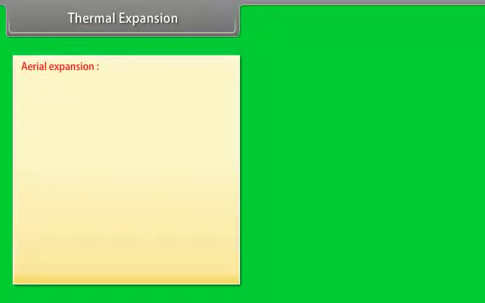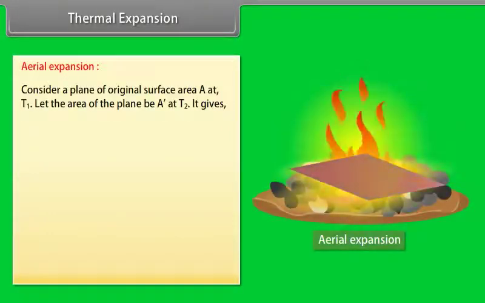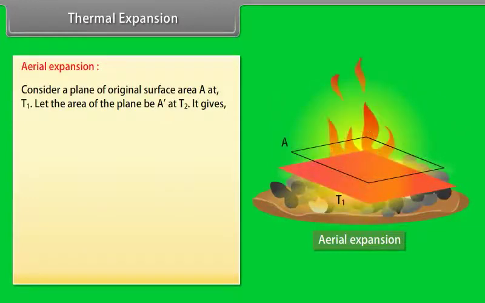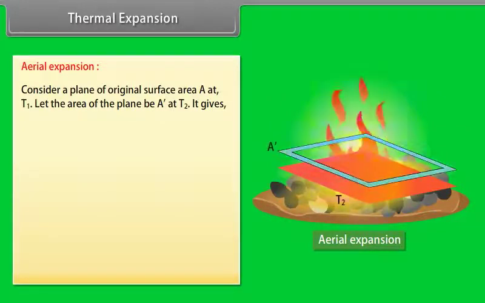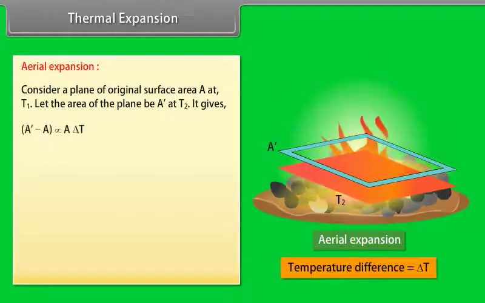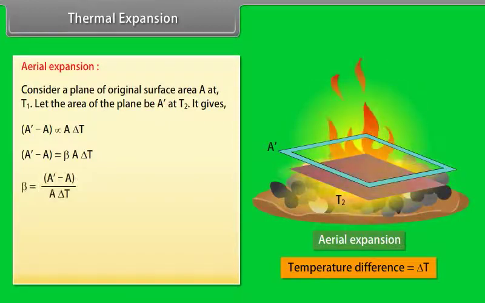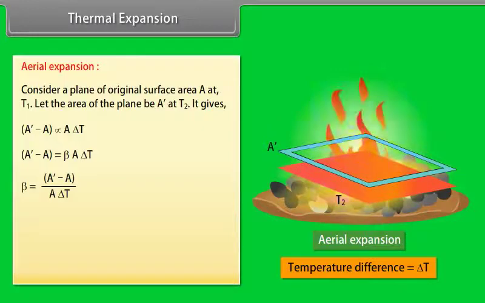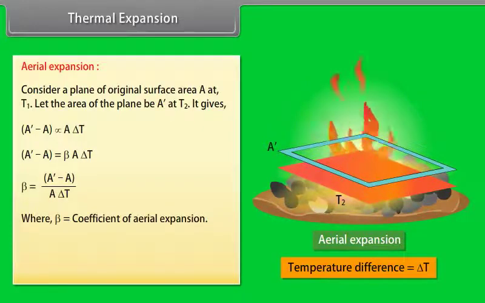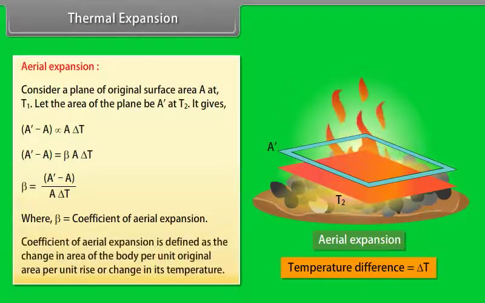Aerial expansion. Consider a plane of original surface area A at temperature T1. Let the area of the plane be A' at temperature T2. It gives A' minus A is directly proportional to A delta T, or A' minus A is equal to beta A delta T. The value of beta is equal to (A' minus A) upon A delta T, where beta is the coefficient of aerial expansion. Coefficient of aerial expansion is defined as the change in the area of the body per unit original area per unit rise or change in its temperature.